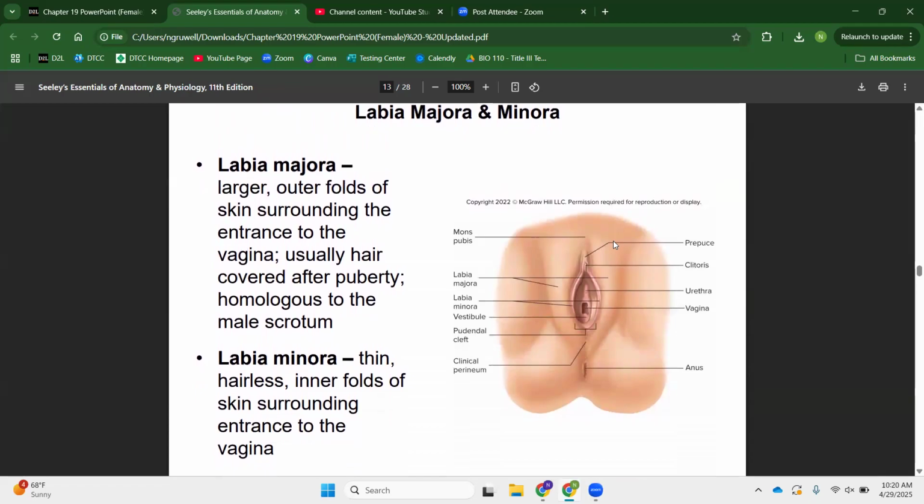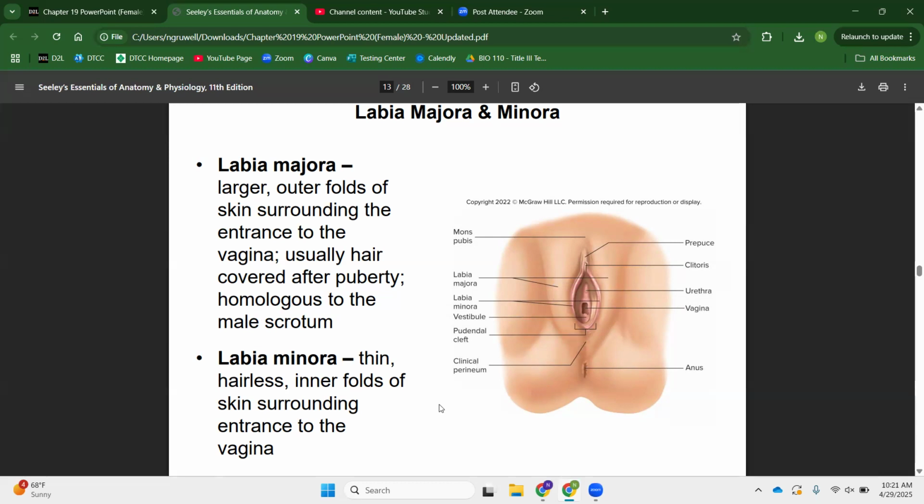The labia majora and labia minora. So the labia majora are the outer portion, the labia minora are the inner. And so we have larger outer folds that are going to surround that entrance to the vagina and again are going to be covered with hair after puberty. This is our homologous structure in the female system for the male scrotum. So the scrotum and the labia majora are kind of the same thing. Obviously not, because they are two different systems, but that's what that word homologous means, synonymous to the male scrotum. So labia majora and scrotum are kind of the same, but different male versus female.